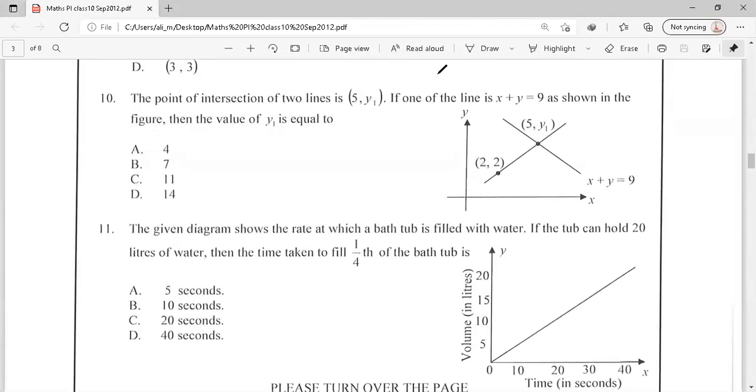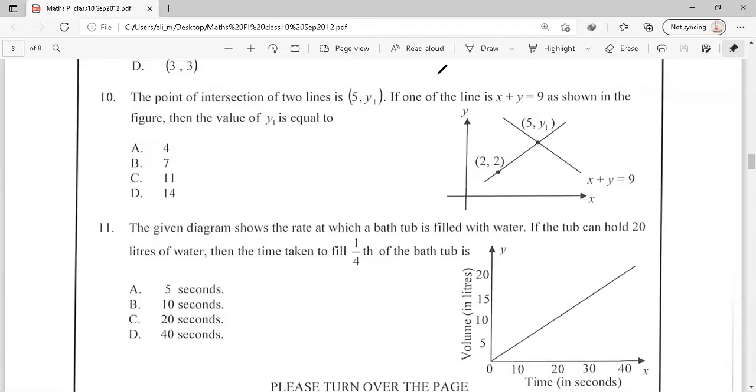Then we have question number 10. The point of intersection of two lines is (5, y1). And if one line is shown in the figure, we have to find the value of y1. So we have two lines in this question, and we have a common point between them, or the solution of these two linear equations is 5 comma y1. This means that this point will satisfy the first line L1, and simultaneously it will satisfy the line L2 as well. So we have to find the value of y1.